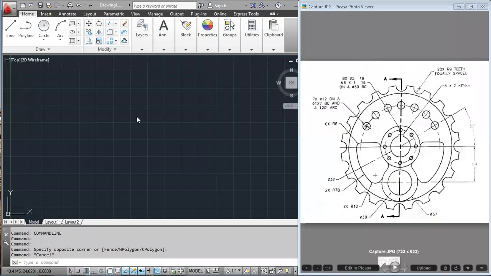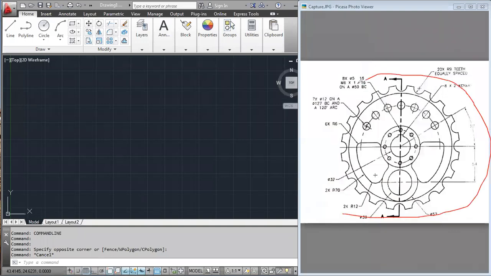Hello students. So today in our AutoCAD session, we will try to draw this 2D diagram. This is a sprocket. It has plenty of dimensions and we will need to use arrays and fillet and many more commands to complete it, right? So without wasting any time, let's just start.